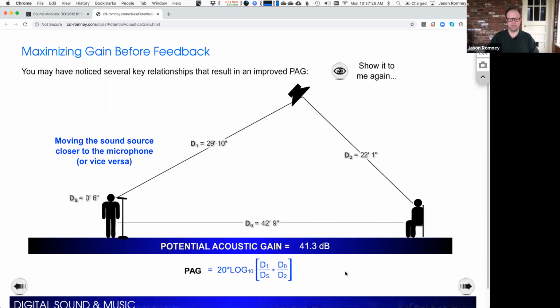Highly, highly recommend that. The other thing is, this doesn't necessarily cost you anything either. You don't have to buy any equipment. You might have to pay some labor to move the loudspeaker maybe, but this is a pretty cheap solution.